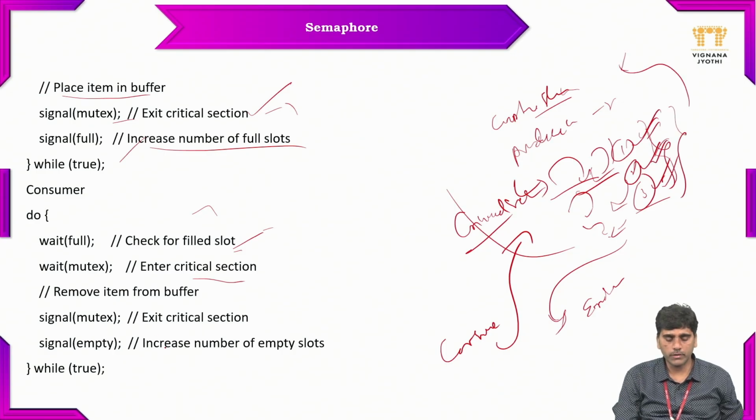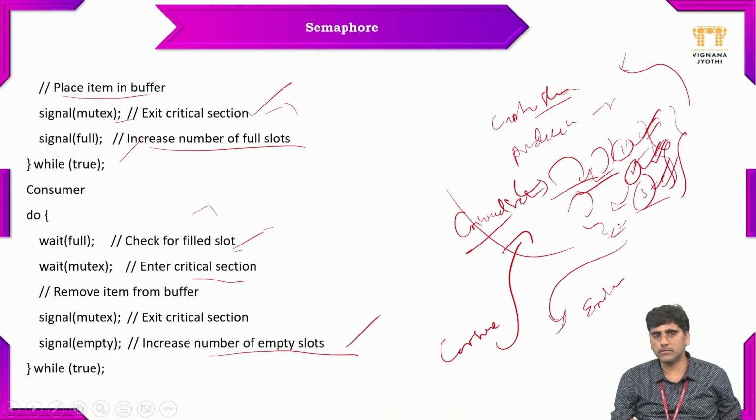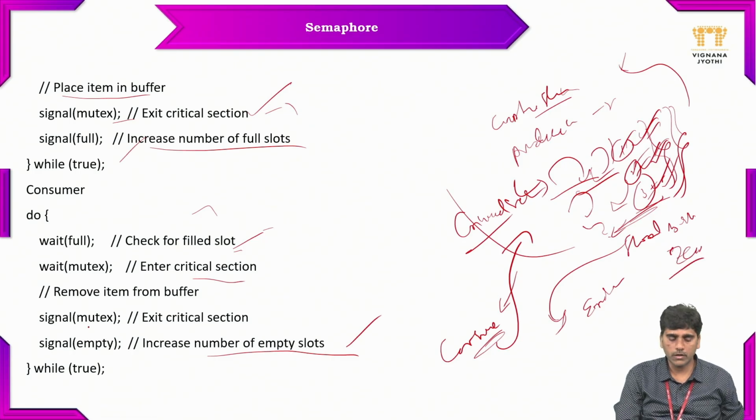So now signal of mutex operation, signal of empty. So increase the number of empty slots. So all these 3 filled slots can be consumed by the consumer. So now all these 3 slots are consumed by the consumer. After consuming all these, shared buffer will become 0. Now signal of mutex, exiting critical section.